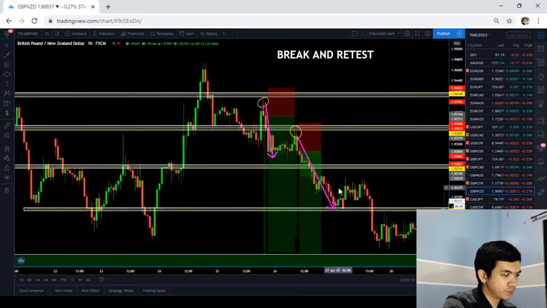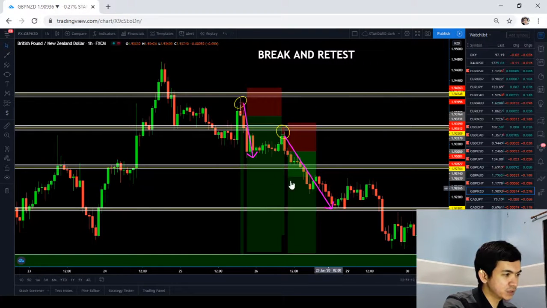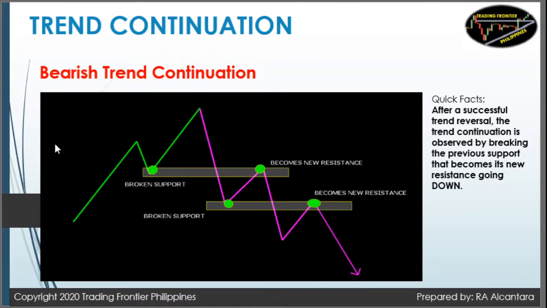So, again, using just key support or resistance levels, we can already trade using break and retest, break and retest, break and retest. So, it's the same concept as this trend continuation pattern. Break, retest, di ba? Break, retest, break, retest. So, this old support got broken, becomes new resistance and so on and so forth, di ba?